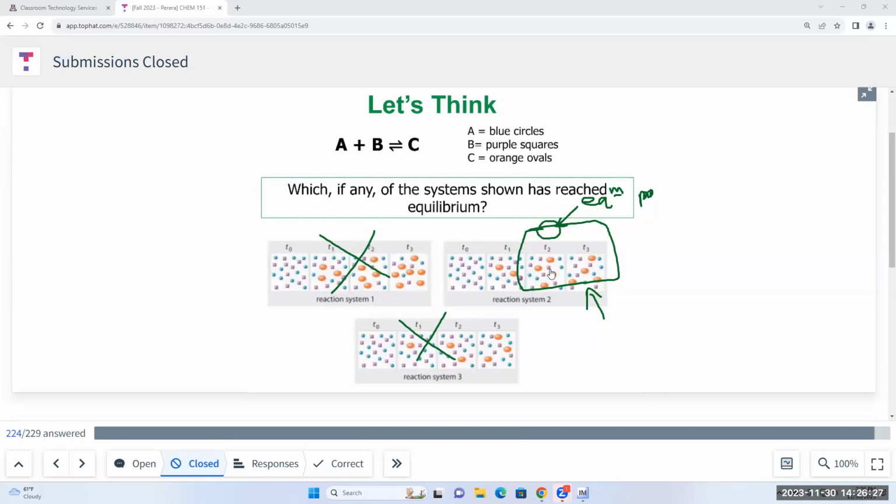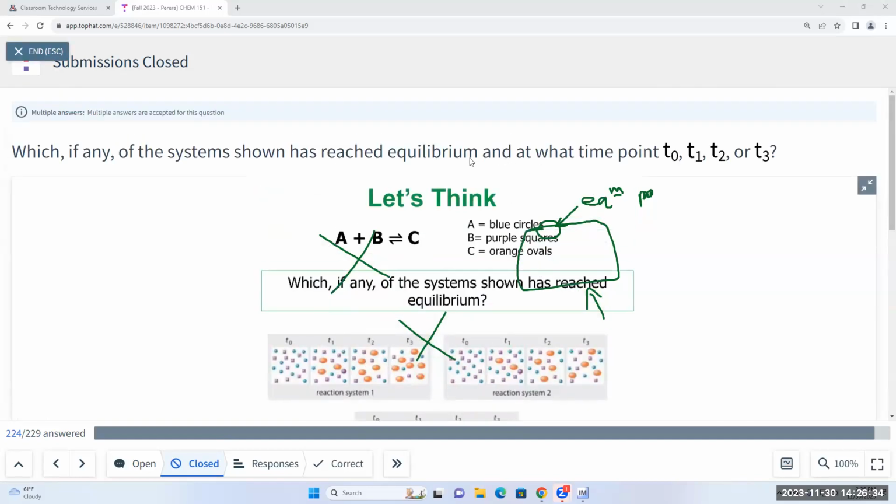Okay, we know that at T3 the system is at equilibrium too, but it achieved equilibrium at T2. So they're asking for that. At what time point has the system reached equilibrium? It's going to be T2. And T2, T3, T4, T5 to infinity should still be at equilibrium.